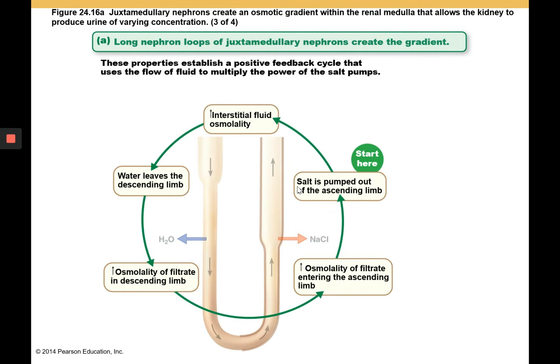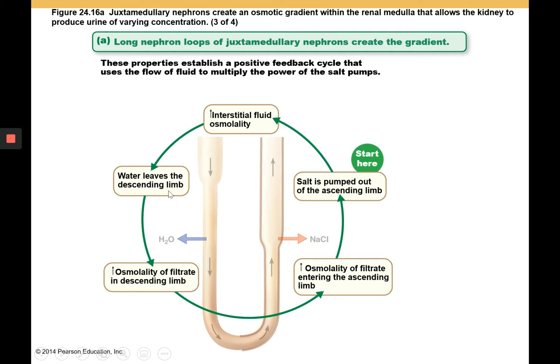So the steps here include salt being pumped out of the ascending limb. When salt is pumped out, the interstitial space or fluid surrounding the loop increases its solute concentration, or increases osmolality, but the fluid in the nephron loop becomes more dilute as it moves towards the distal convoluted tubule. But now the outside of this nephron loop is really salty, and water wants to follow the salt, or move from low concentration to high concentration of solute, so it moves out as well. But it's quickly going to be reclaimed by the vasa recta.